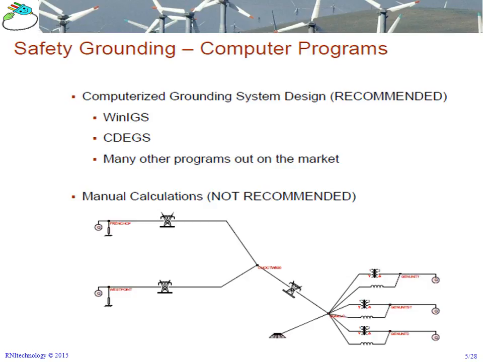So once you know the main ideas of grounding, you have to perform all your safety grounding design using computerized software. The highest recommended ones in the market are WinIGS and CDEGS. WinIGS comes from the United States and CDEGS comes from Canada. There are other programs on the market. You will find different types of commercial software such as ETAP, SKM, Easy Power, and others. They have modules for grounding. Manual design calculation for grounding is not recommended because it has so many assumptions and restrictions, and you had better use programmed software.